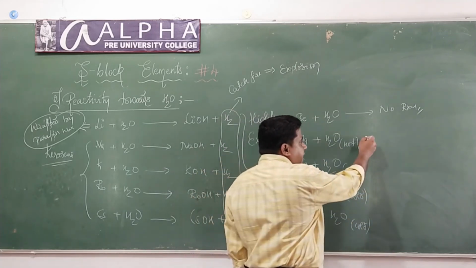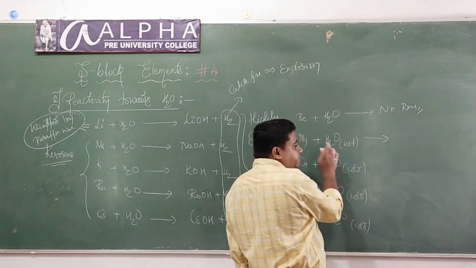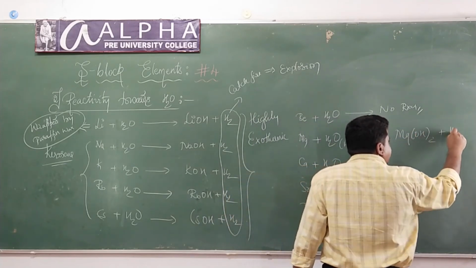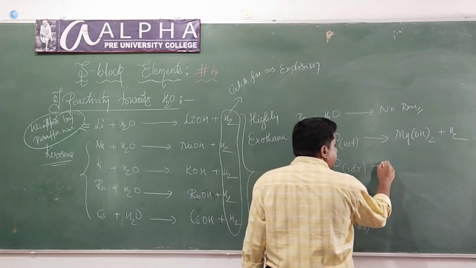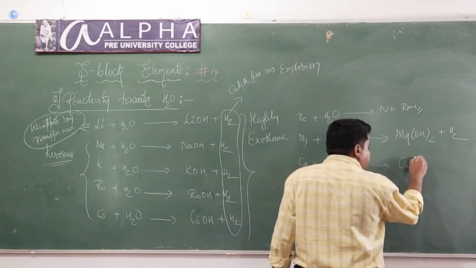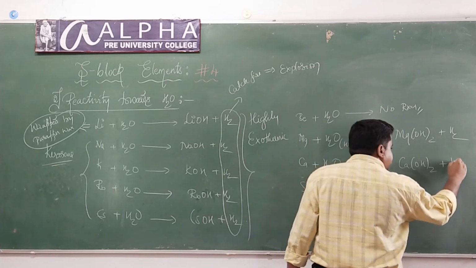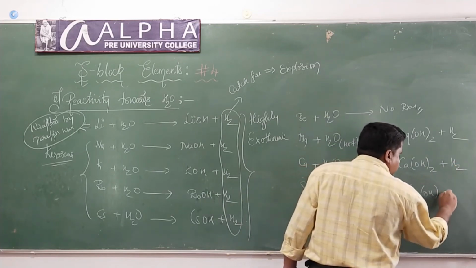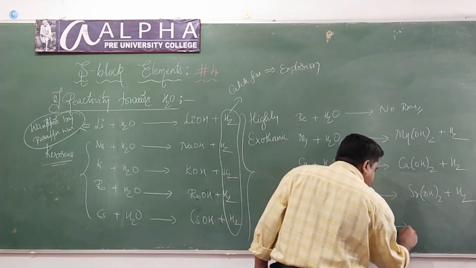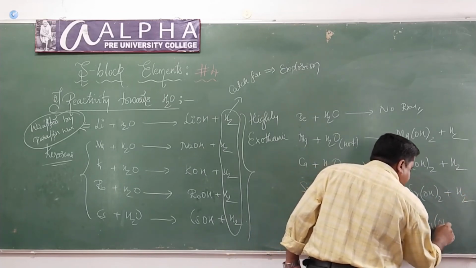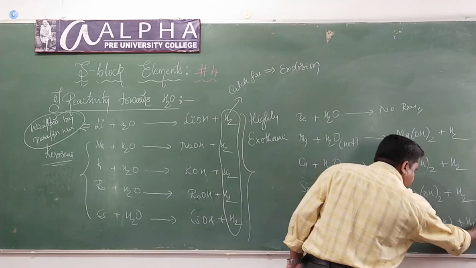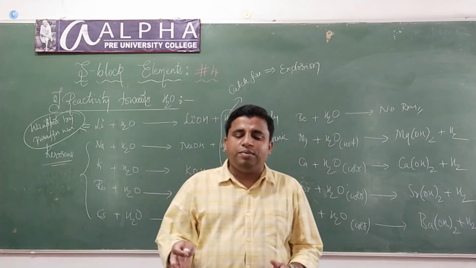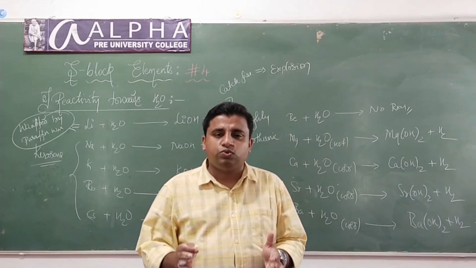What happens when magnesium reacts with hot water? It forms magnesium hydroxide with the liberation of hydrogen gas. Calcium reacts with cold water to form calcium hydroxide with the liberation of hydrogen gas. Strontium hydroxide with the liberation of hydrogen gas. And lastly, barium hydroxide with the liberation of hydrogen gas. So this is how alkali metals and alkaline earth metals react with water.